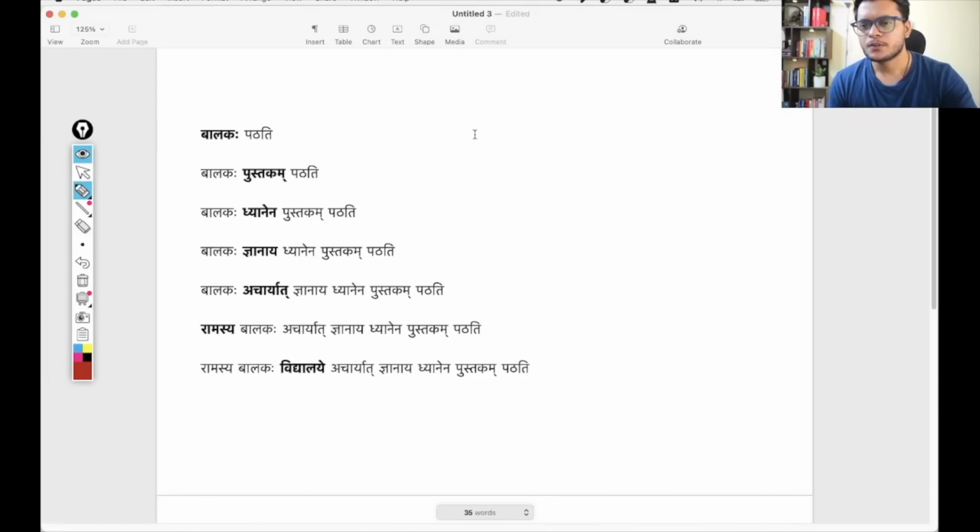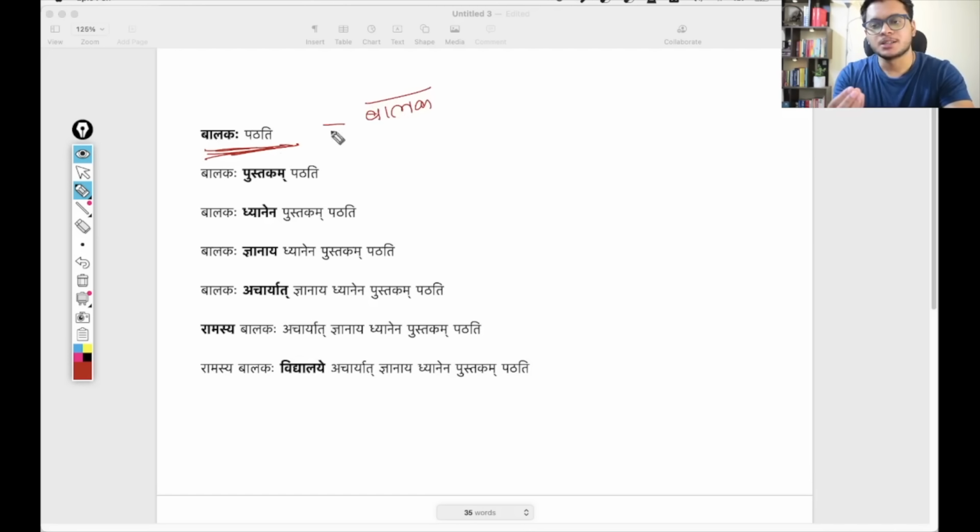So now we have a few example sentences ready. What we are going to do with these examples, we are going to start with the first sentence, and then one by one we are going to add some new information to the sentence, and we will see how that new information changes its form based on its use in the sentence. Okay, simple as that. Let's start with the first one. Balakah padhati. A simple sentence that means boy studies, right? So the base word balak, since the boy is the subject of the sentence here, changes into balakah, the first word form, right?